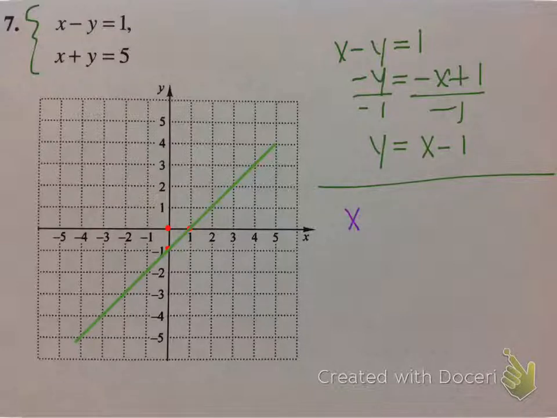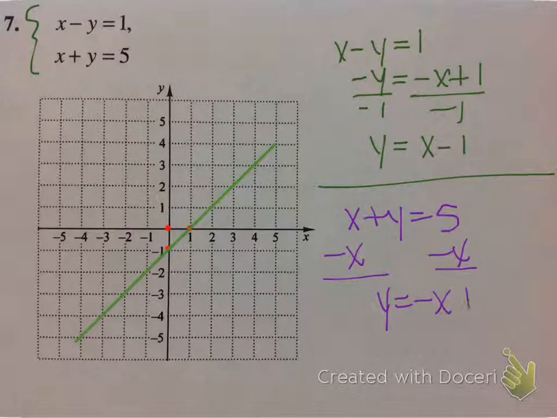So x plus y equals 5. Let's put it in slope-intercept form. So y equals -x plus 5. So let's graph our intercept, which is 5. My slope is -1, so I'm going to go down 1, right 1. And now I'm going to draw my line.